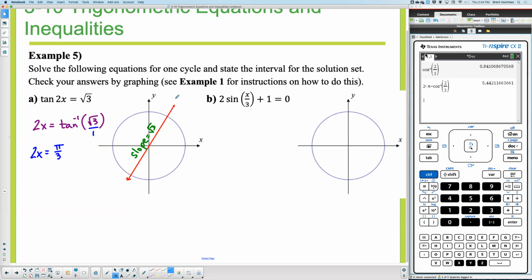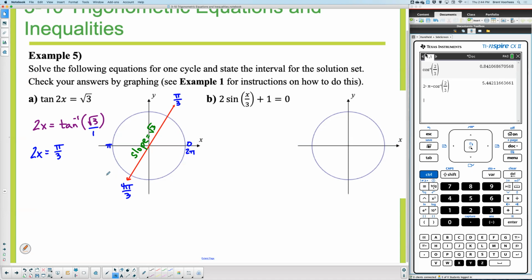Now here, this is pi over 3. What would this one be down here? 4 pi over 3. Okay, this is 4 pi over 3 because it's just more than 1 pi. Now it says to find it for 1 cycle. Tangent's different than sine and cosine. What is tangent's period?